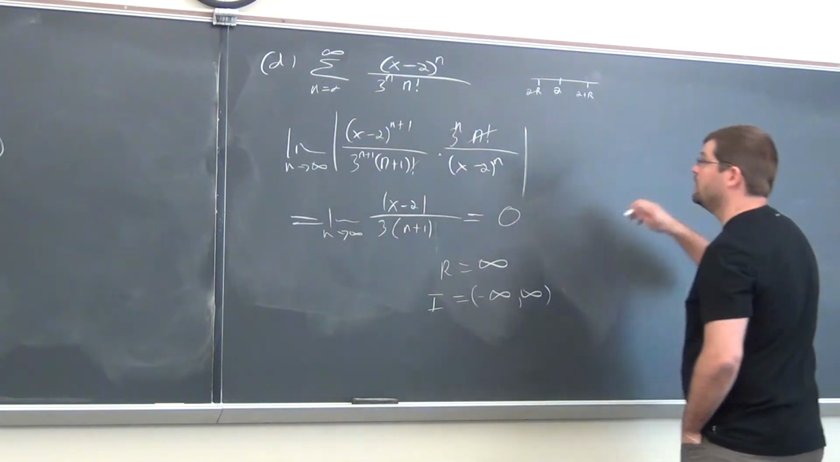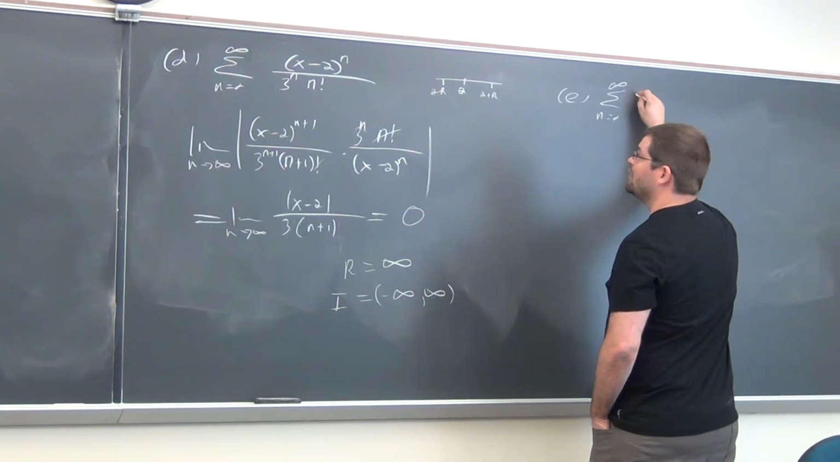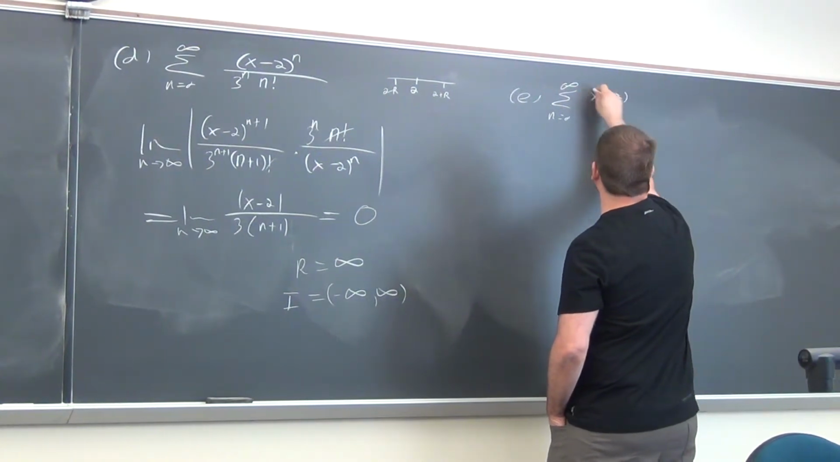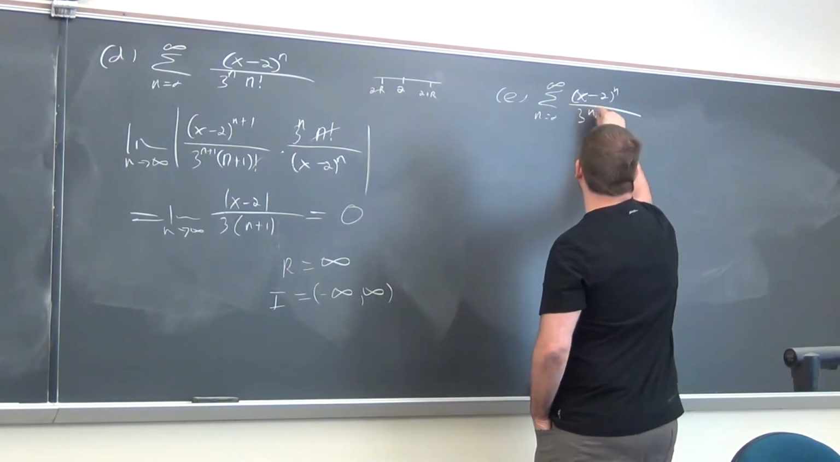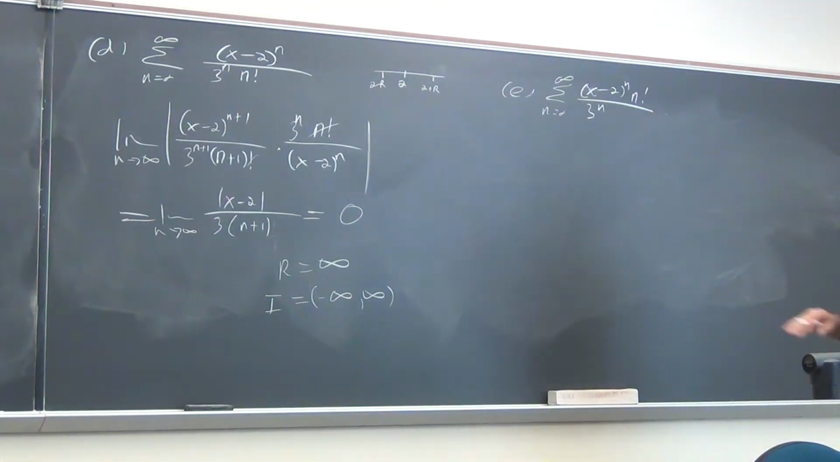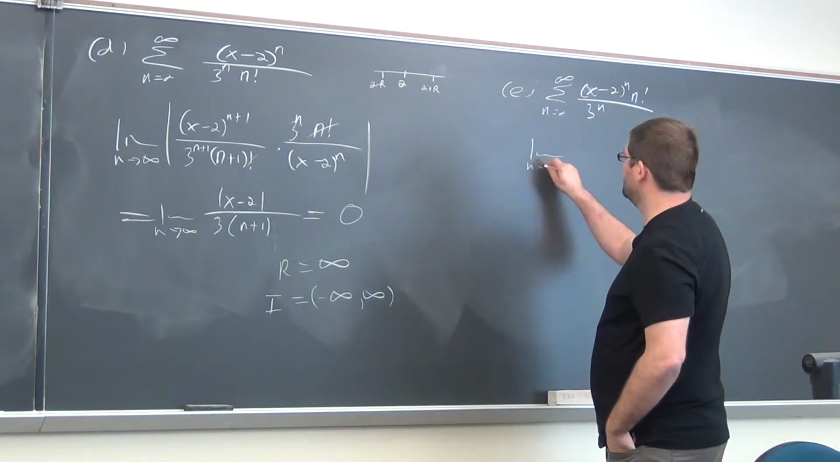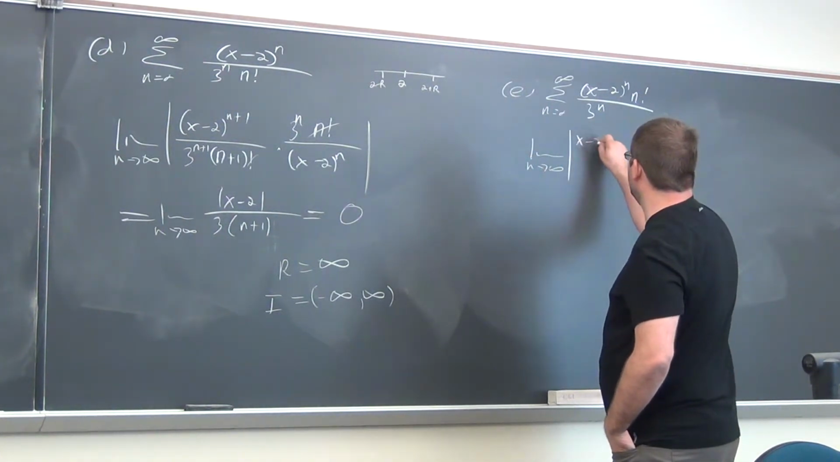Yeah. Let's try the same one, the one I actually meant. You look away from your notes for a minute and you forget what you meant right now. 3 to the n, I want the n factorial up top. Okay? So same idea, right? This one's centered at 2, and the algebra should be almost identical.